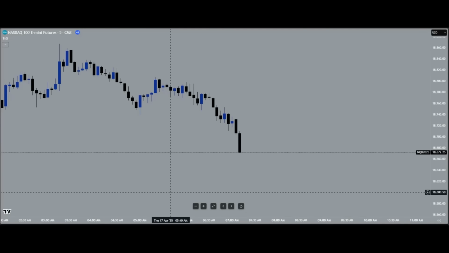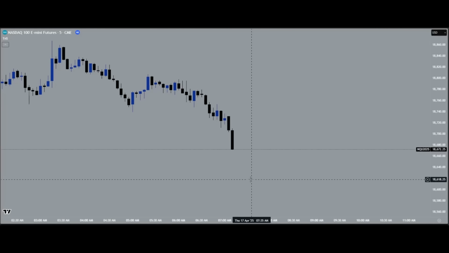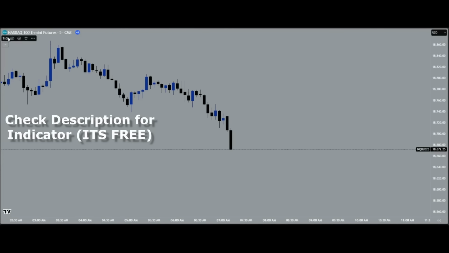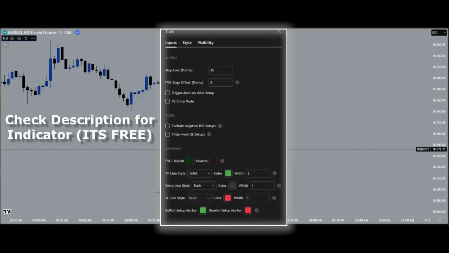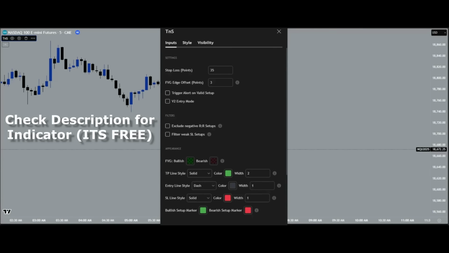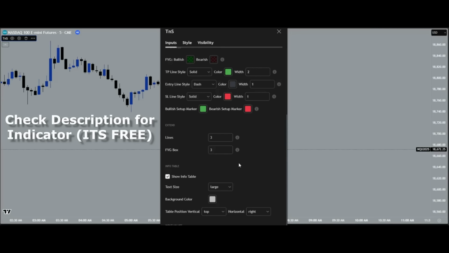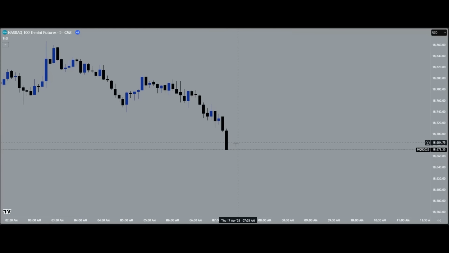So now that we got the boring stuff out of the way, let's go over some real TnS trade examples from April 17th earlier this year. The only thing I have on my chart right now is the official TnS indicator. We'll go over the settings in a later video, but it's very simple, very clean, and very easy to use. Right now I'm on the default settings and we're just going to walk through price until we get some setups and we're going to go over them.